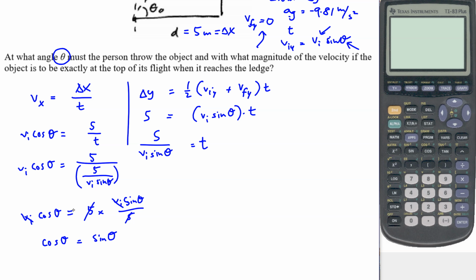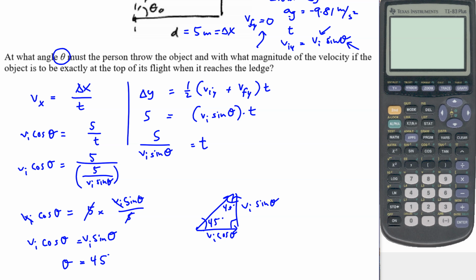Now, before I write cosine theta equals sine theta, I could leave the VI in and look at what we've got. VI is such that the x component is equal to the y component. What triangle, there's only one, what triangle has the two legs equal? A 45, 45, 90 triangle. So we immediately can say theta is 45.